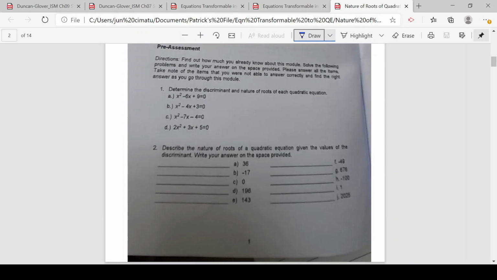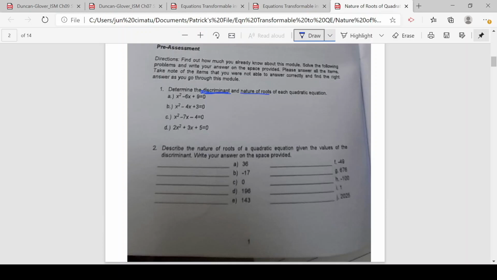May assessment ito. For number one, determine the discriminant. Kung alam mo na yung discriminant, pwede na itong sagutan. Kung hindi, laman yan itong module. Kung hindi pa, alamin muna natin kung ano ang discriminant and nature of roots.